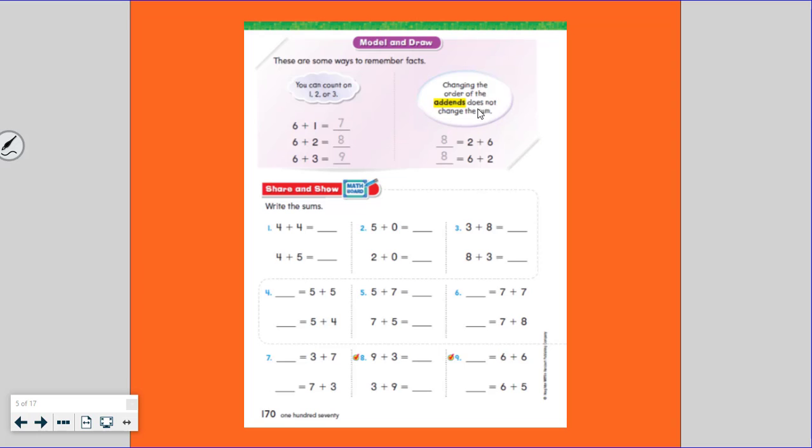Changing the order of the add-ins does not change the sum. So turnaround facts is a strategy. Just by knowing 6 plus 2, that means I also know 2 plus 6, right? So by knowing one, then you also know the other. So that's also a strategy. So you're going to practice using strategies on this page. So you're going to do all of this page.